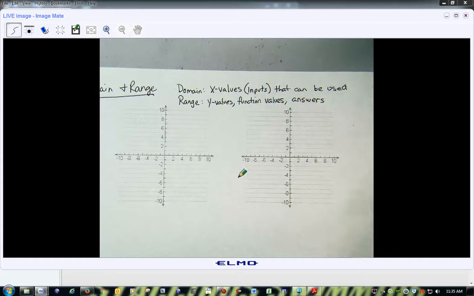Now, a couple things that I didn't like when I saw the work that you did with that worksheet that had all those different parent functions. One, you didn't graph them very good. So when you have a graph, you want to graph them as best as you possibly can.